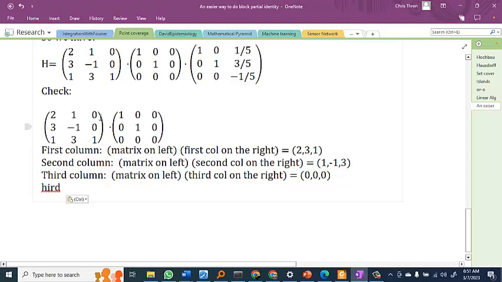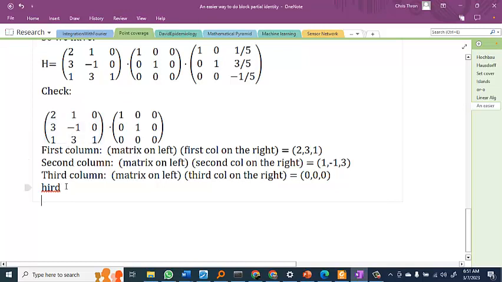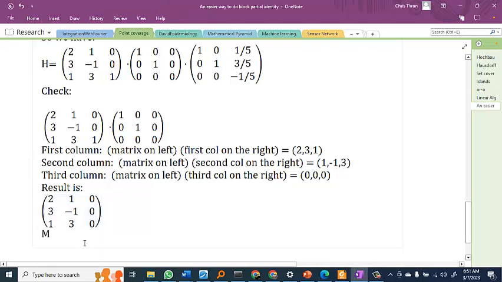Okay. So let me copy this. So the result is 2, 3, 1, 1, minus 1, 3, 0, 0, 0. Now I want to multiply this times the matrix on the right. I need to multiply this by here.